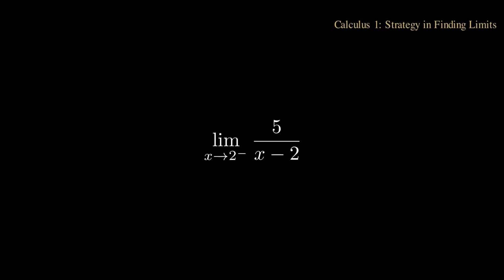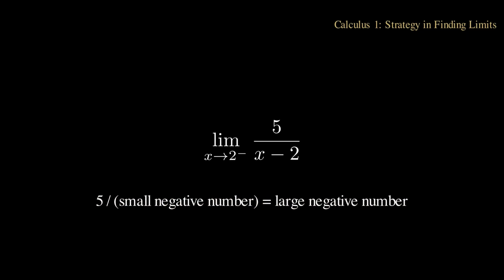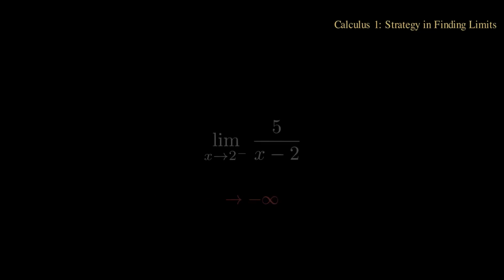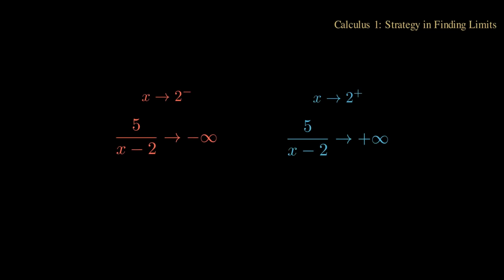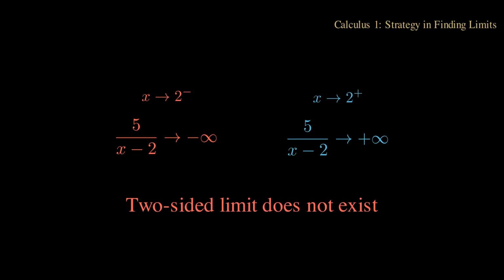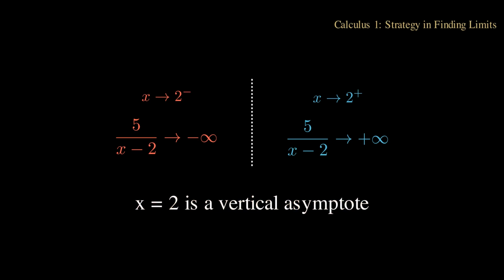Now evaluate the same expression as x approaches 2 from the left. Now x minus 2 is a small negative number. 5 over a small negative number gives a large negative number. The left-hand limit is negative infinity. Since the left and right limits disagree, one is positive infinity, the other is negative infinity, the two-sided limit does not exist. The line x equals 2 is a vertical asymptote.